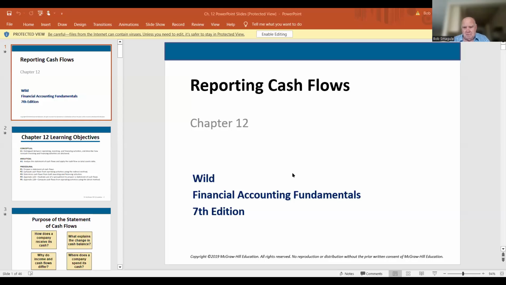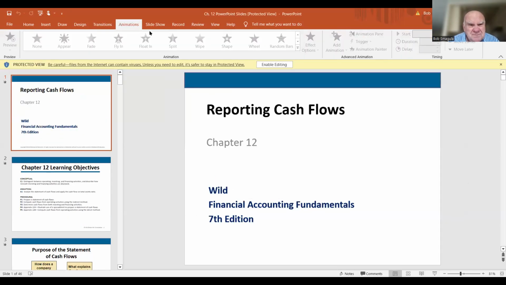And we're in chapter 12, statement of cash flows. And let me get this thing set up properly for me. It's all about me.